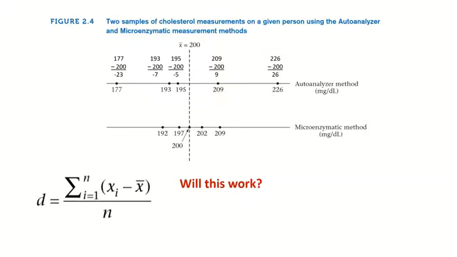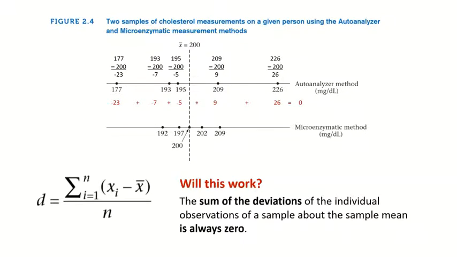Let's see if this will give us some meaningful numbers. The sum of the deviations of the individual observations of a sample about the sample mean is always 0. So that's a problem. We didn't get any meaningful spread because the answer is 0.